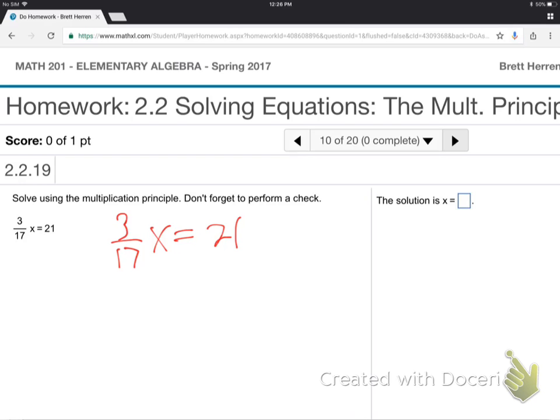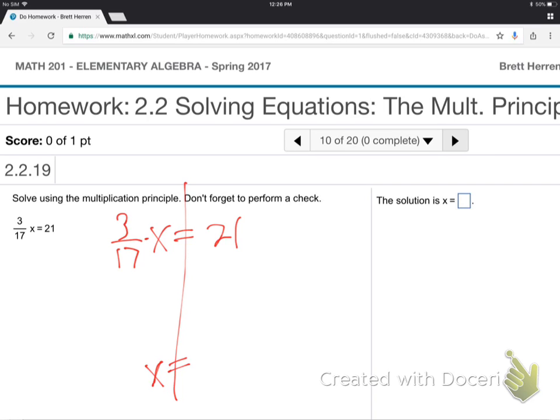3 over 17 times x. Right, that means times, because there's no symbol there, so it means times. So x is saying, I want to be alone. Get rid of this 3 over 17 thing so I can be alone. So what do we always do to get x alone? The opposite of whatever's with x, right? That's what will get rid of whatever's with x. Do the opposite.